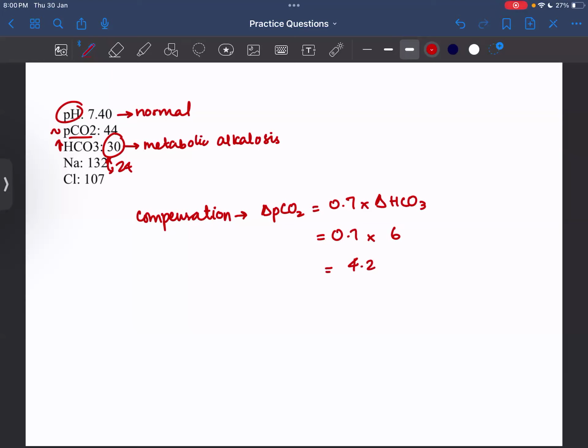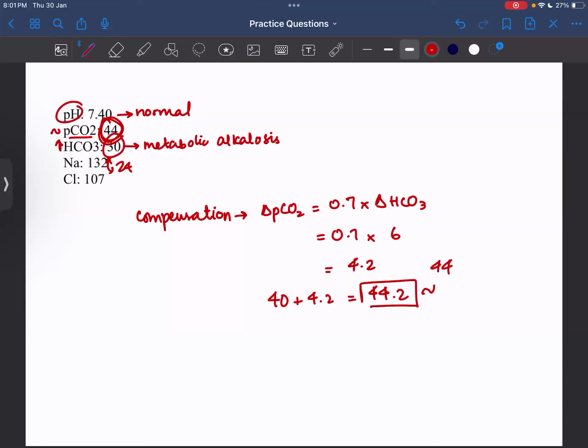Now we have 4.2, and this is the change in PCO2. Now, if you have metabolic alkalosis, should the PCO2 increase or decrease? The normal baseline is going to be 40, right? And you would expect the PCO2 to increase, go towards acidosis, so that we make the pH normal, right? So we're going to add. The answer is going to be 44.2, and the answer in the question is 44. 44.2 and 44 is very, very close. And so we're going to consider this compensation. So we have metabolic alkalosis with compensated respiratory acidosis.